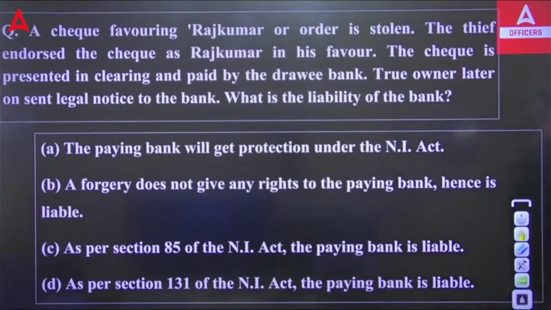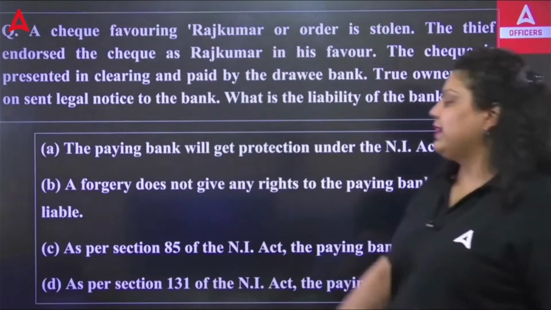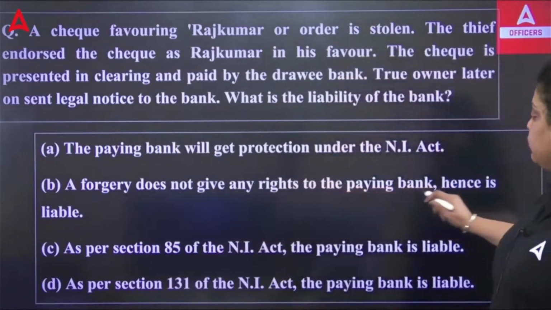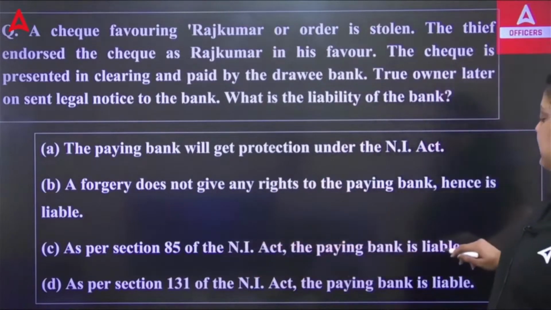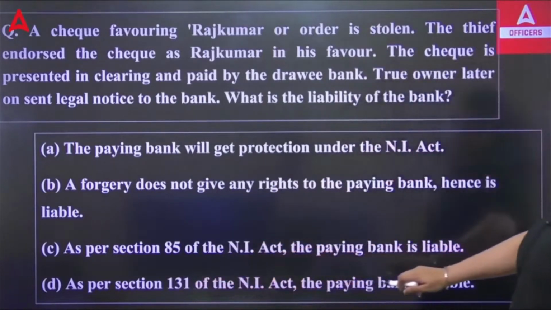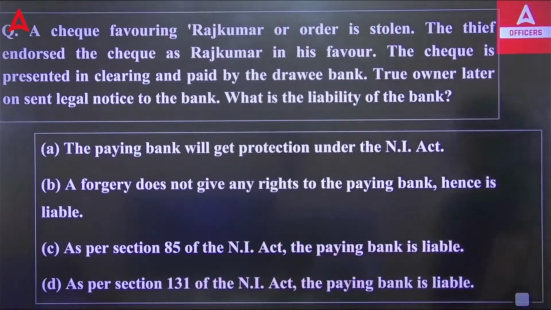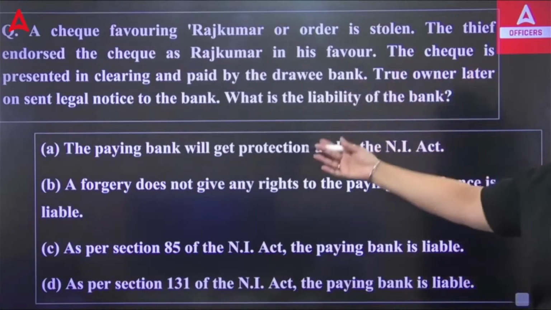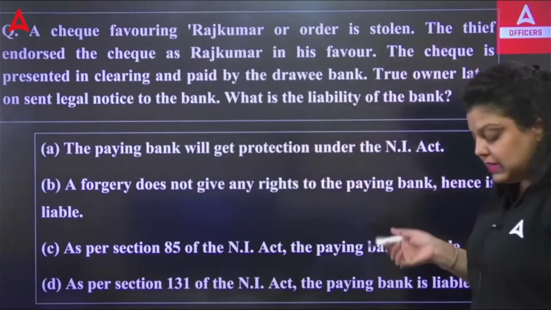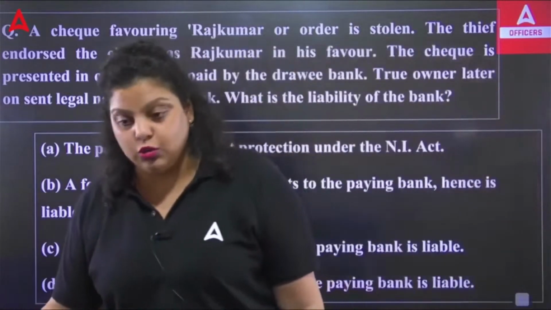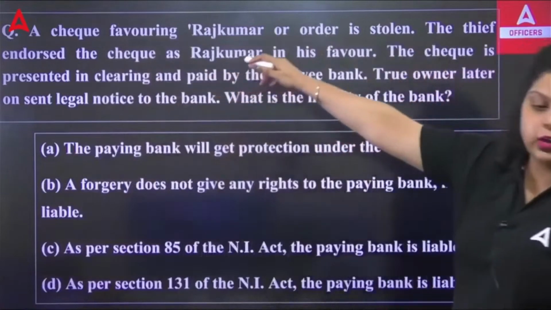So, the first option says the paying bank will get protection under the Negotiable Instrument Act. The second says forgery does not give any rights to the paying bank, hence it's liable. As per Section 85 of the NI Act, the paying bank is liable. As per Section 131 of the Negotiable Instrument Act, the paying bank is liable. So we are saying the check favoring Mr. Rajkumar or order is stolen, and the thief endorsed the check. The thief has done what? Endorsement. He transferred the check as Rajkumar in his favor. It means he has forged the signature of Rajkumar. That's why he was able to endorse the check.